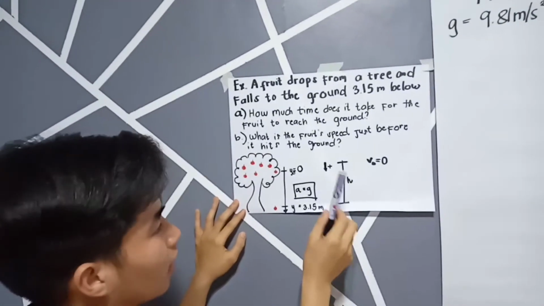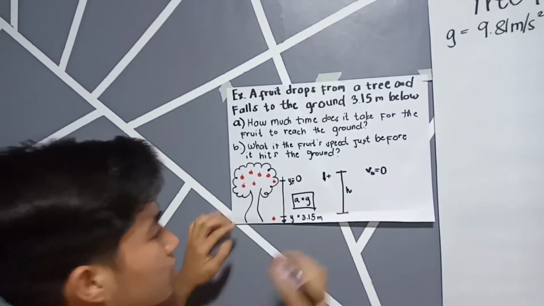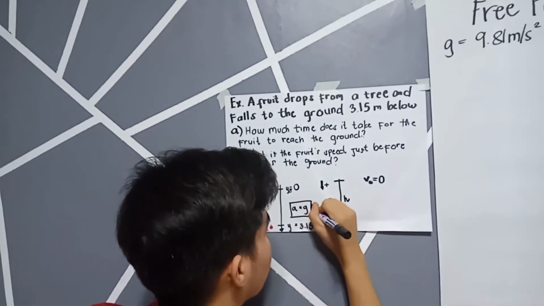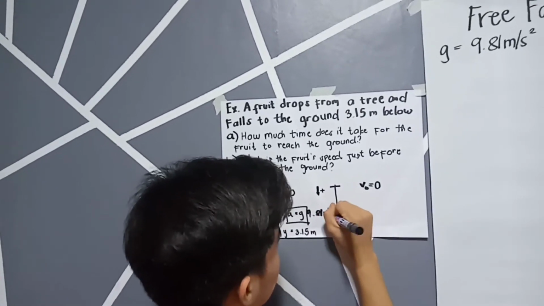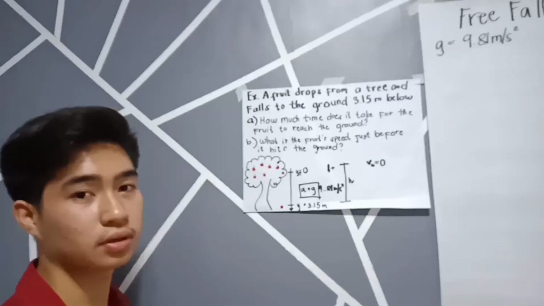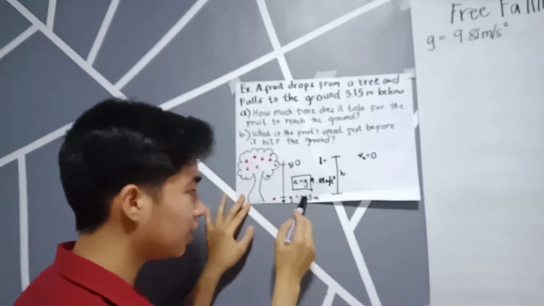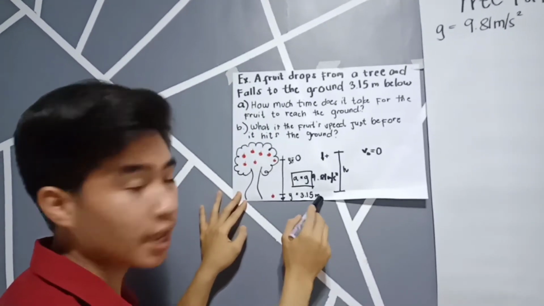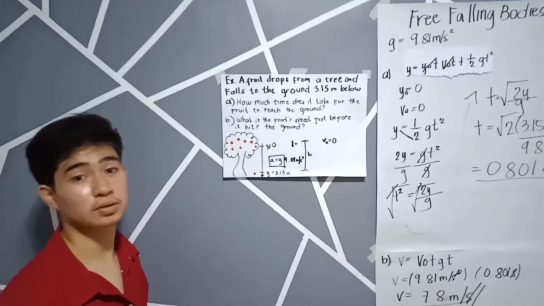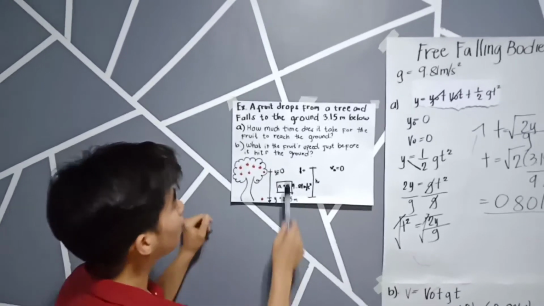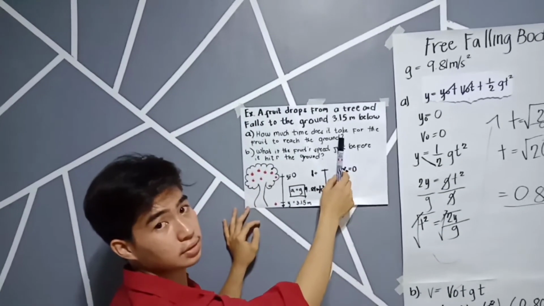And the acceleration due to gravity is 9.81 meters per second squared. From here to here, y is equal to 3.15 meters, and this is the height of the fruit when it falls. For letter A, how much time does it take for the fruit to reach the ground?